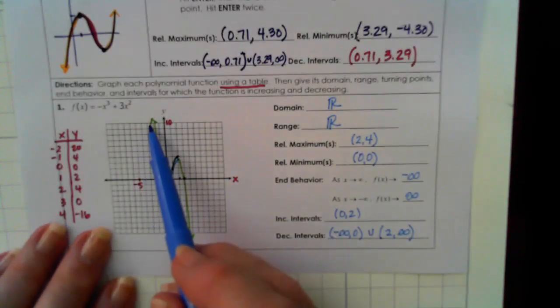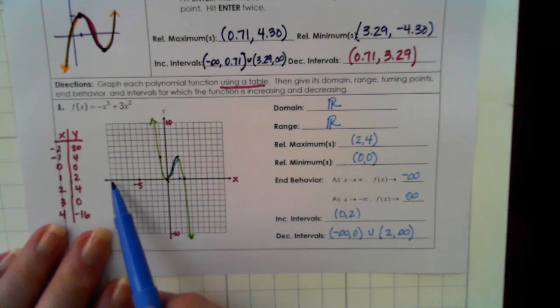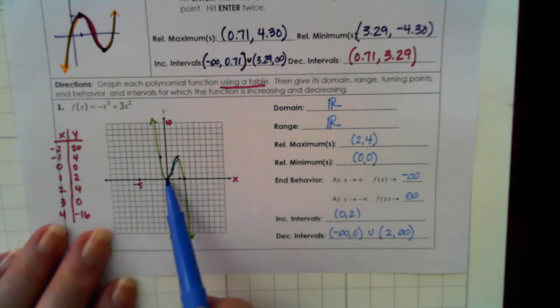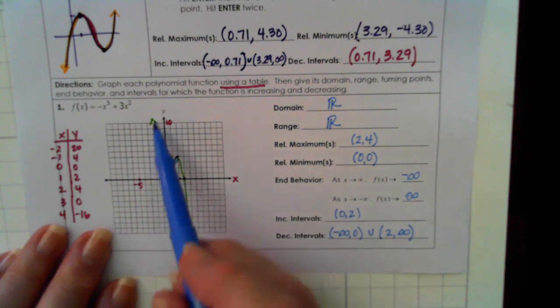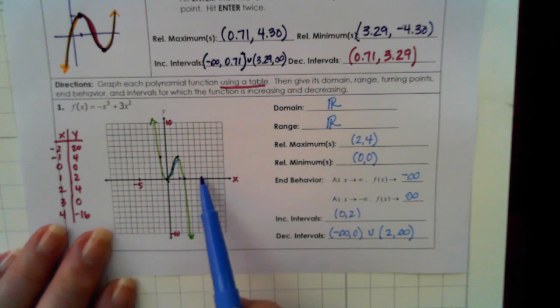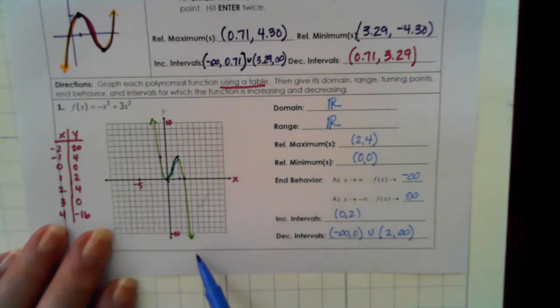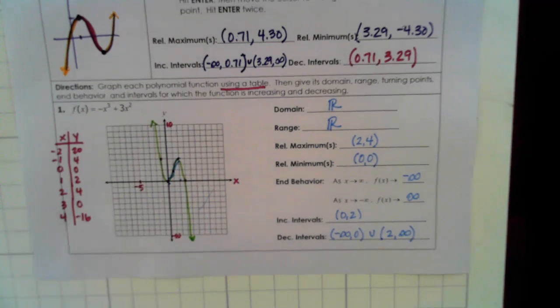The interval of decrease is from negative infinity all the way to 0. So I'm actually thinking of from all of these negative inputs all the way to the input of 0, this function is decreasing. And from 2 all the way to positive infinity for x's, this function is going down, down, down, down, down forever. Okay.